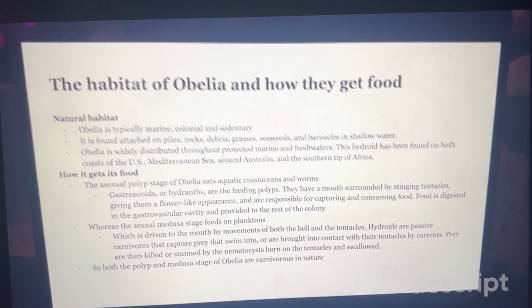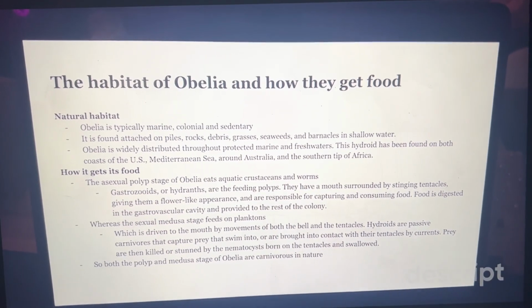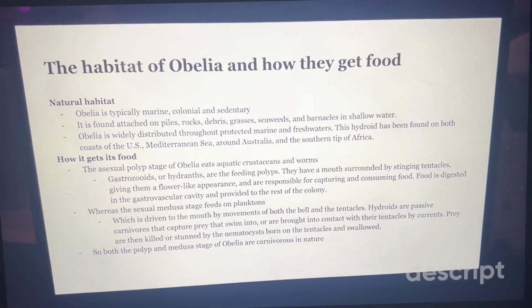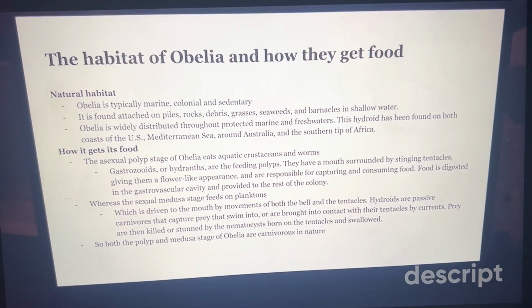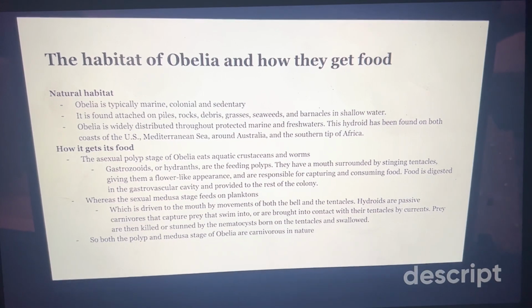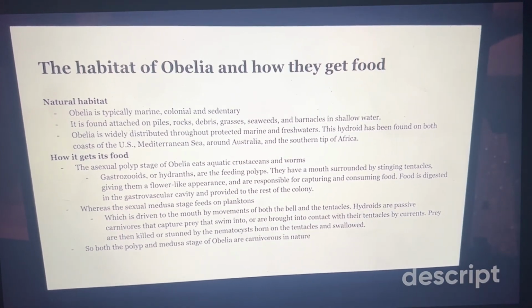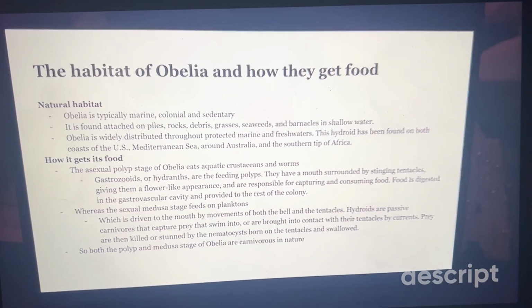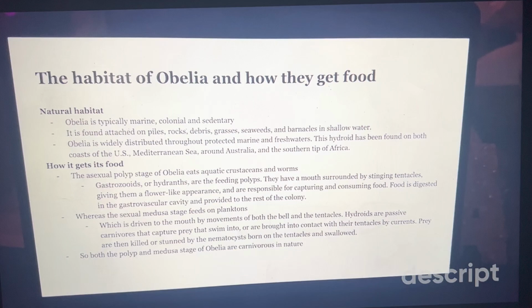The habitat of Obelia and how they get their food. So its natural habitat, Obelia is typically marine, colonial, and sedentary. It is found attached on piles, rocks, debris, grasses, seaweeds, and barnacles in shallow water. Obelia is widely distributed through protected marine and freshwaters. This hydroid has been found on both coasts of the U.S., Mediterranean Sea, around Australia and the southern tip of Africa.